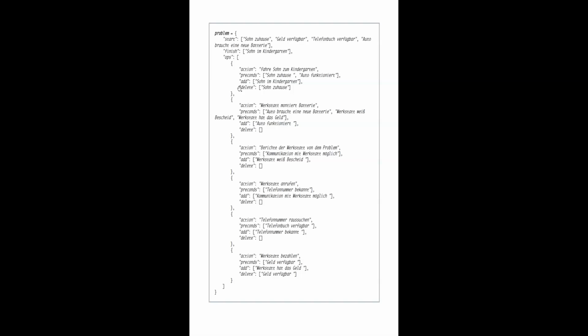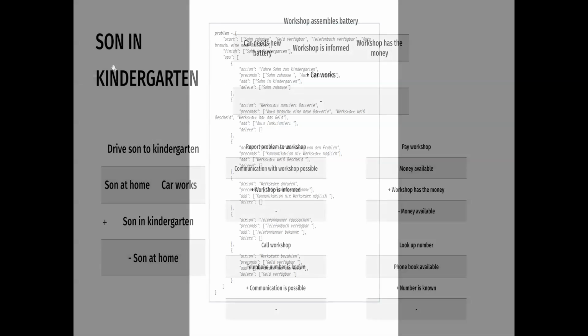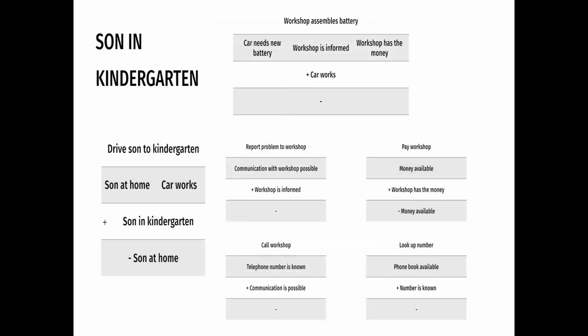In order to better understand the example, we would choose a different type of presentation. At the top of the list is the goal to be achieved. The son should be in kindergarten. If my son is not yet in kindergarten, I go to the first operator, drive son to kindergarten. In order for the operator drive son to kindergarten to be fulfilled, two conditions must be met. Firstly, the son must be at home, and secondly, the car must be functioning.